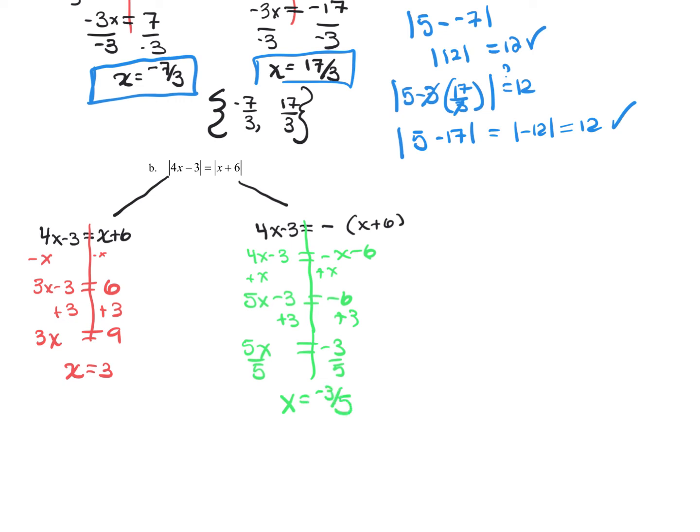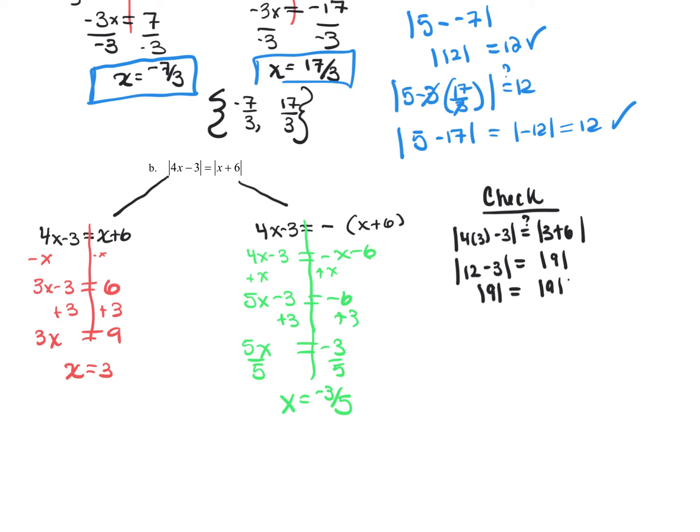Before we write either one of them as a solution set, we should check them. My first one, I'm going to write the absolute value of 4 times 3 minus 3 equals question mark 3 plus 6. I'm plugging in the 3 first. So this gets me the absolute value of 12 minus 3 equals the absolute value of 9. Absolute value of 9 equals the absolute value of 9. That one works out.